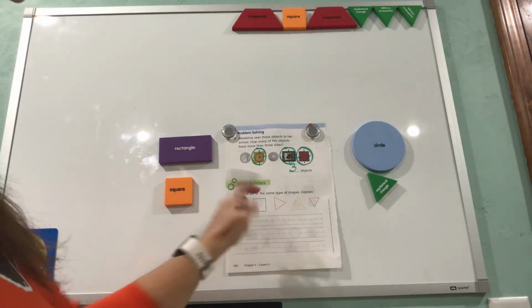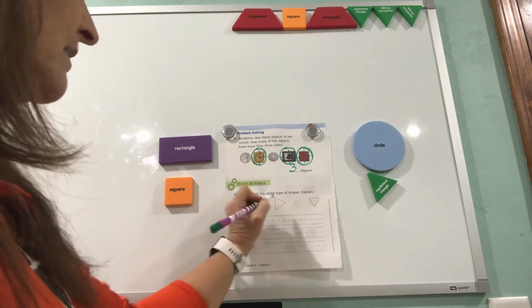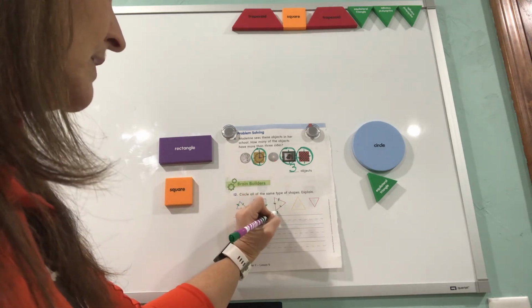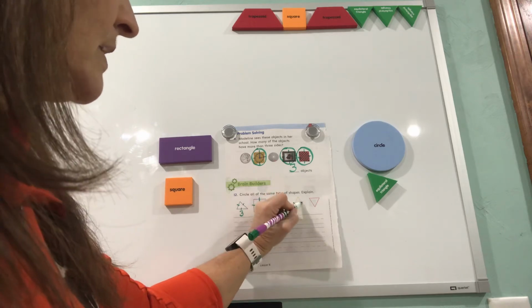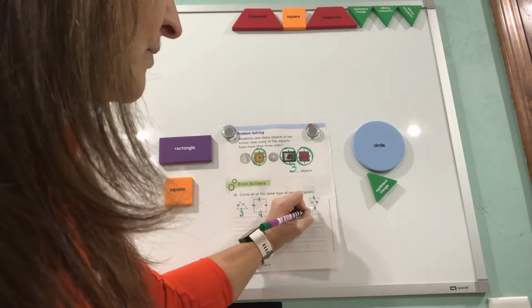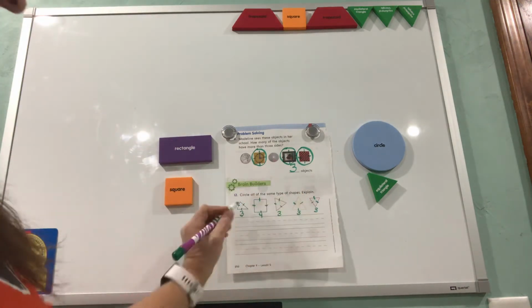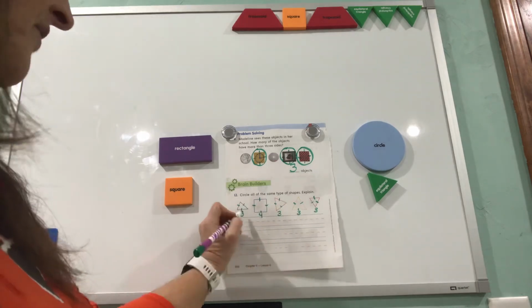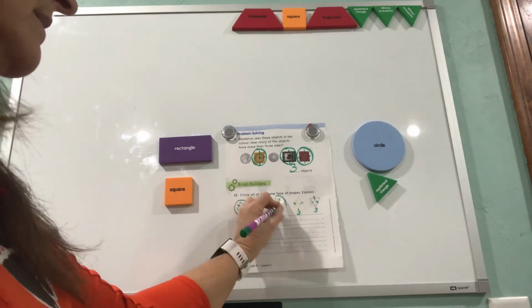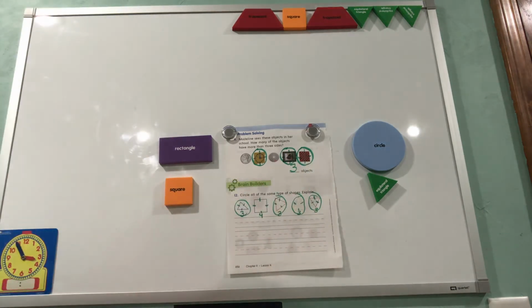This one has 1, 2, 3, 4. This one has 1, 2, 3. This one has 1, 2, 3. And this one has 1, 2, 3. So then it says circle all of the same type of shapes. Well, I'm going to circle all of them that have 3 sides. 1, 2, 3, 4. Then it says explain.